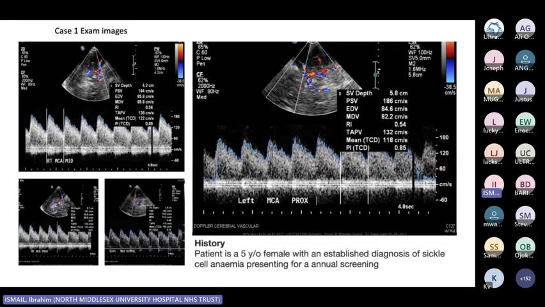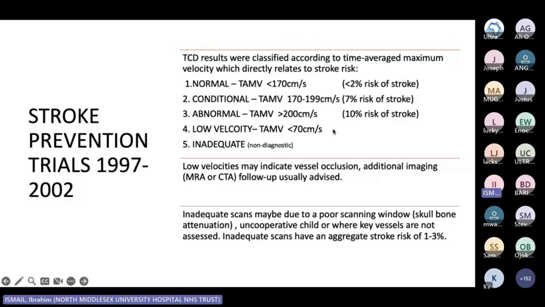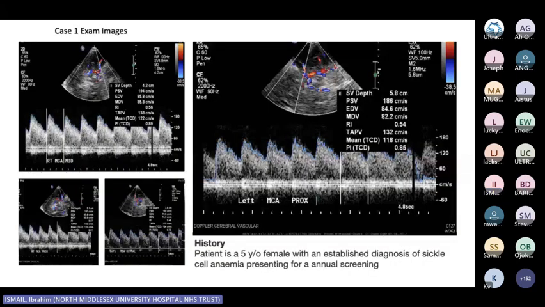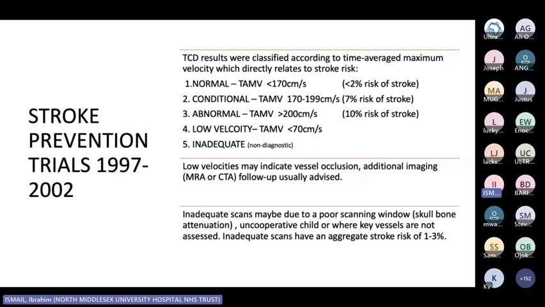These are case examinations from a 5-year-old female with an established diagnosis of sickle cell anemia, presented for annual screening. What I'd like Edwin to do is, as you can see here, the right MCA and the left MCA, again with a proximal and distal reading here as well, provide a poll to see, according to the STOP trials, what do you think these values are? Is it normal, conditional, abnormal, low velocity, or inadequate? This is just to recap.